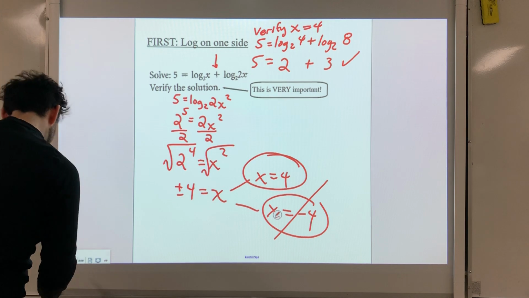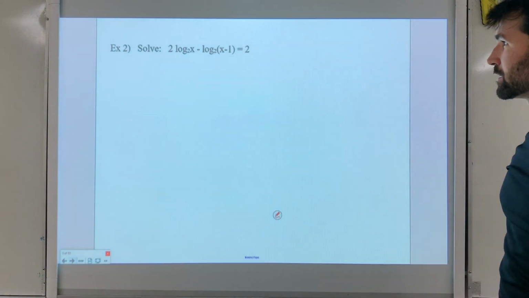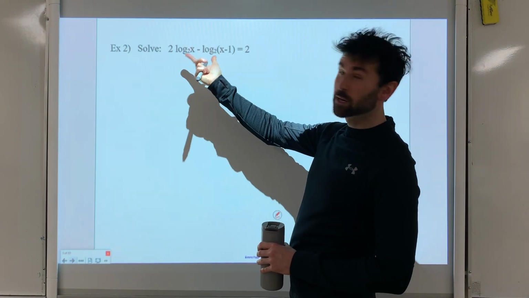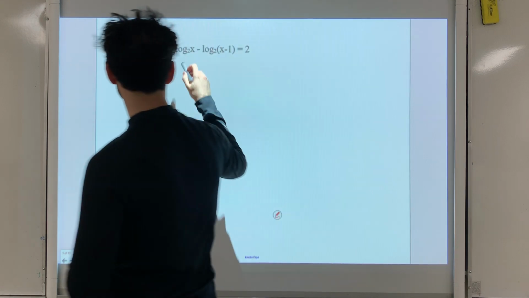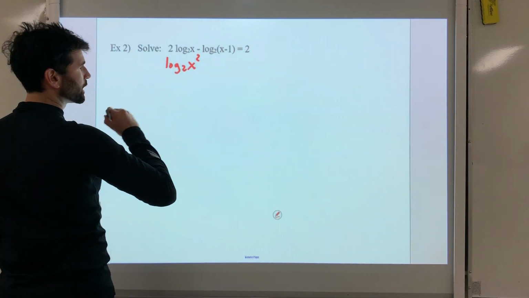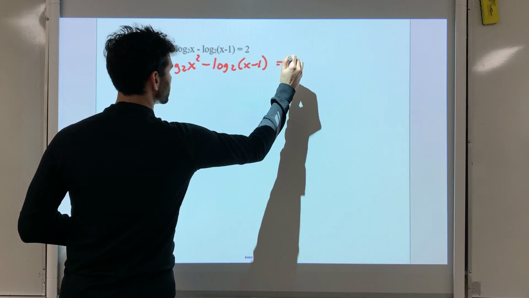Back at it again! Example 2. A little bit harder, a little bit more involved. We're going to have some power law in here, but I'm pretty certain that I can combine this down to 1 log. So let's check. Use power law right away. Log base 2 of x squared, subtract log base 2 of x minus 1, equals 2.